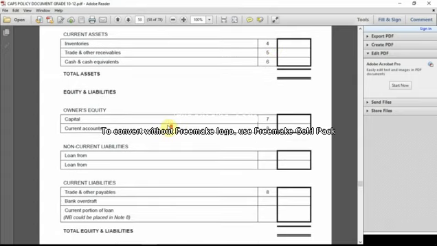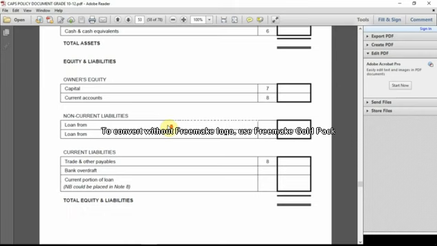Let's move on to the right hand side, which is owner's equity and liabilities, or equity and liabilities. So we have owner's equity, and as referred to earlier, for a partnership this is now different than for a sole trader. For a sole trader, we only have capital. Now we have in addition the current accounts of the partners. We add them up to get the owner's equity.